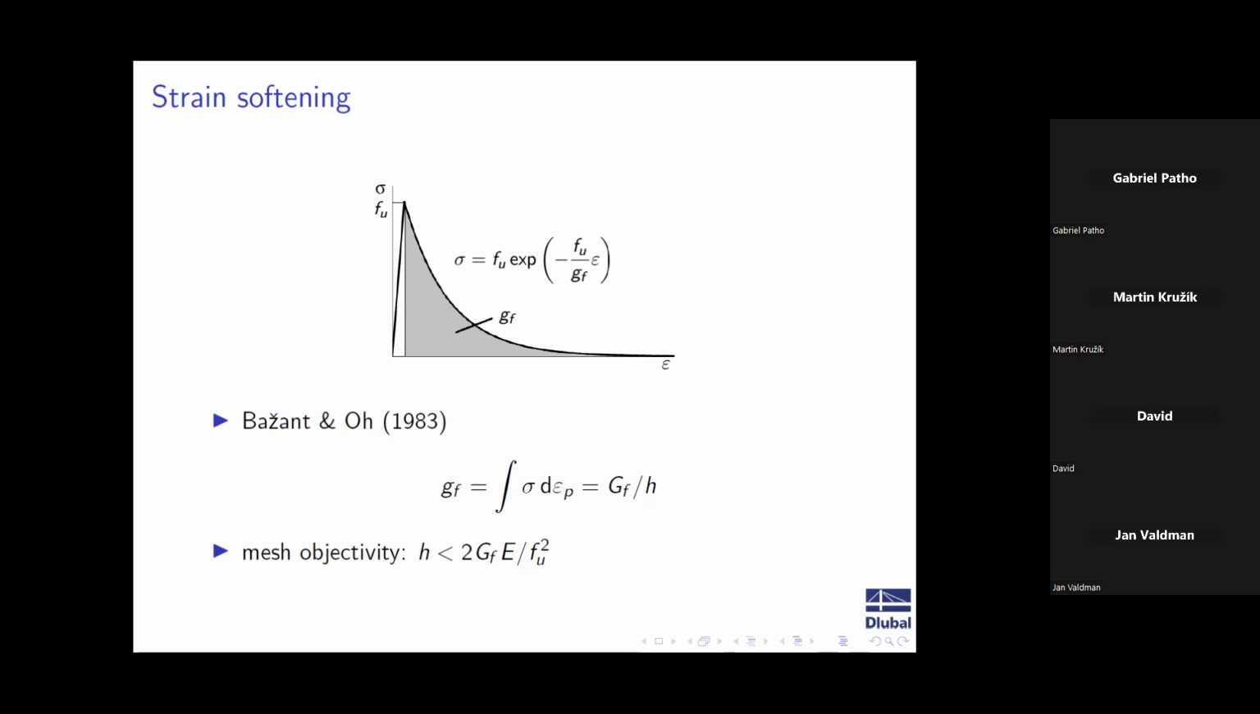Also, I have a second assumption here. This is an upper limit for my mesh size depending on my input parameters. This can lead to the so-called snapback effect, some non-realistic energy dissipation. So this is something we need to take care of. But unfortunately, these are the drawbacks of these local strain softening models.